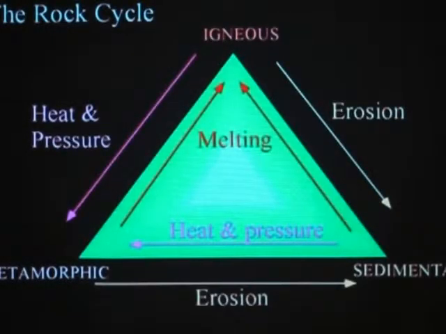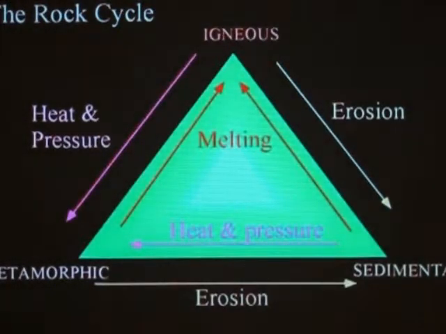Here's another way of looking at it. This can be a bit more confusing, but I wanted to make sure you understood that it can go in multiple directions. As you see, in each corner you have a rock type: igneous, sedimentary, and metamorphic. Well, from each one, you have a couple different options.